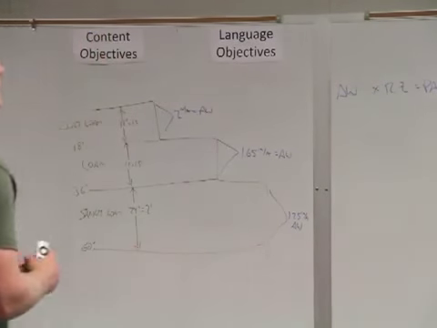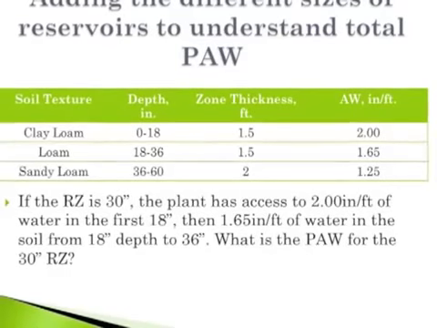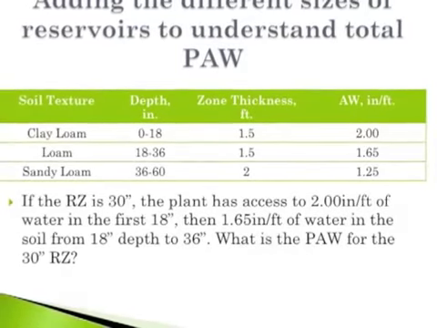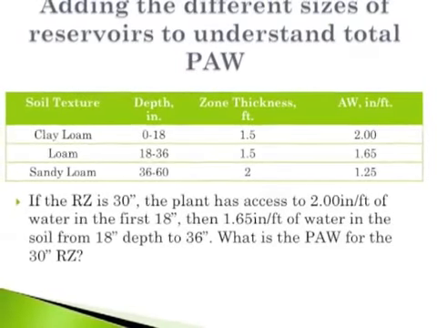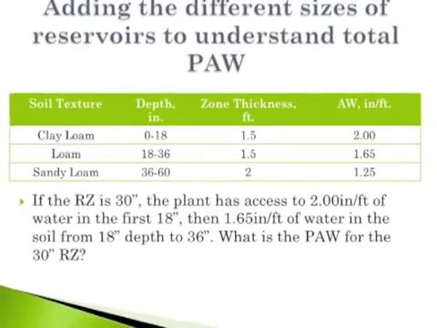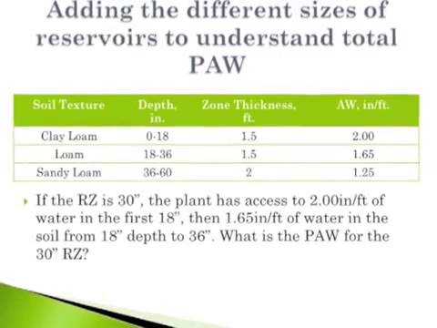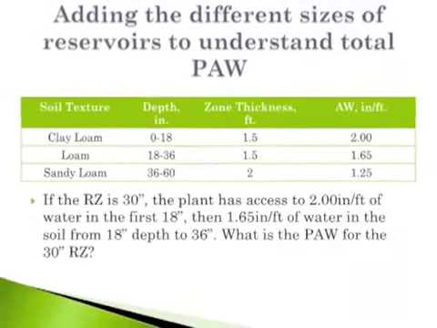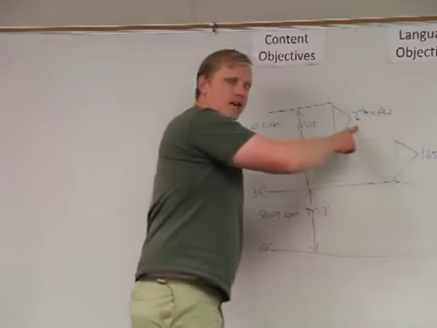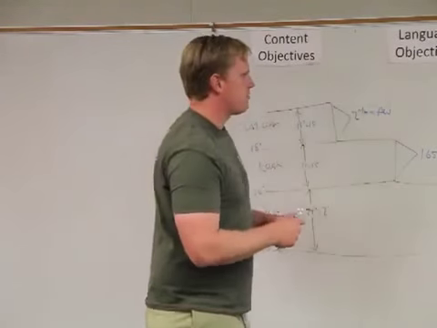So in this case, the root zone is 30 inches. Now, if I look at my little diagram here, clay loam soil accounts for 18 of those inches. All right, so let's start by just accounting for the first 18 inches of that root zone. My available water is given. It doesn't change. It's 2 inches per foot.